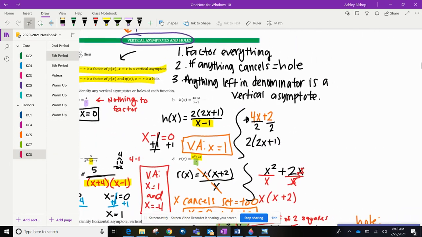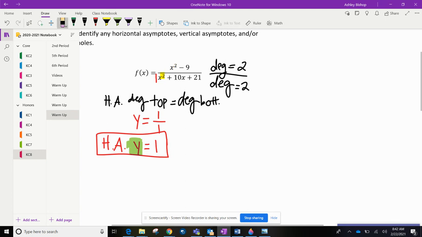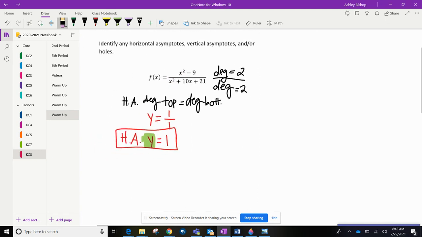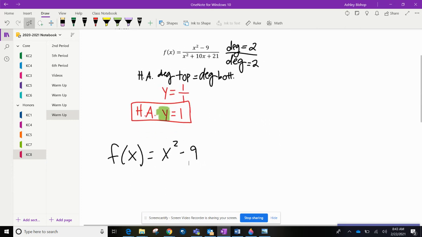Remember, on page 4, we did vertical asymptotes and holes, and I need to factor everything. I'm going to factor the top and the bottom, and then we will talk about what happens after that. So I'm going to do some work over here. There's a lot of work that goes into these problems. I'm going to rewrite my problem down here so I have room to show you my work for factoring. So f of x is equal to x squared minus 9 divided by x squared plus 10x plus 21.